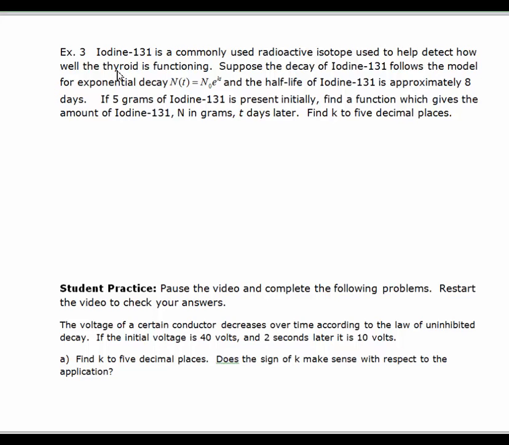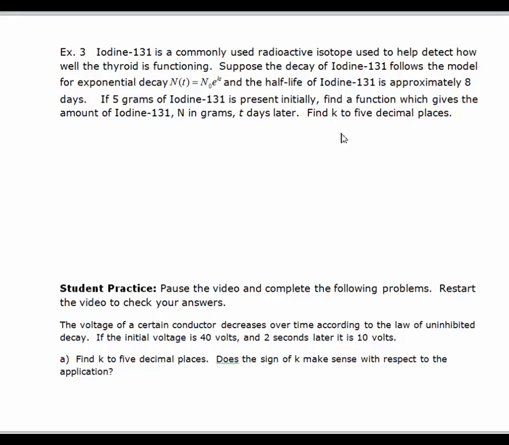Example 3. Iodine-131 is a commonly used radioactive isotope used to help detect how well the thyroid is functioning. Suppose the decay of iodine-131 follows the model for exponential decay, and the half-life of iodine-131 is approximately 8 days. If 5 grams of iodine is present initially, find a function that gives the amount of iodine n in grams t days later. And when you're finding k, we want to find it to 5 decimal places.